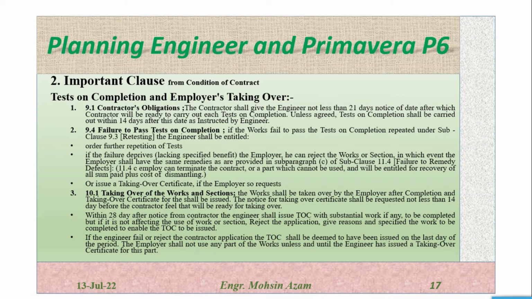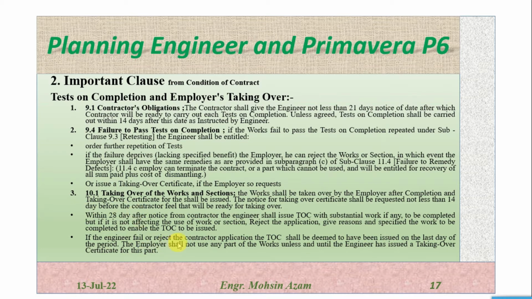Or the engineer can reject the application by giving reasons, or specify the work to be completed to enable the TOC to be issued. So here, once the engineer receives the application for the TOC from the contractor, he has to proceed with the TOC within 28 days.